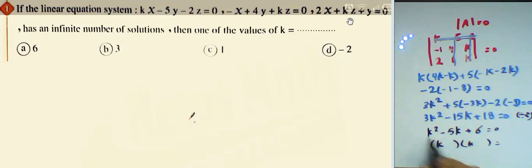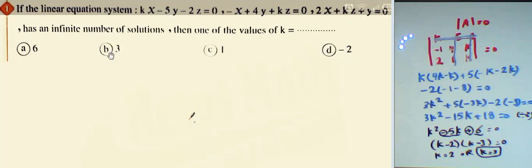k times k equals k². We want two numbers whose product is 6 and whose sum is 5. We can write 2 and 3. 2 times 3 equals 6, and the sign is such that the middle term is negative, so k will be equal to 2 or k will be equal to 3. It tells us one of the values of k, so we must choose letter B, k equals 3.